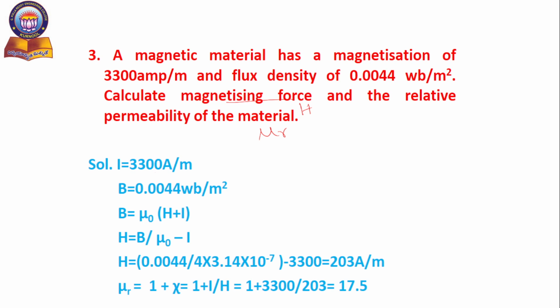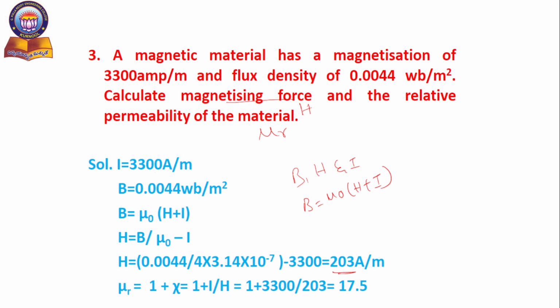square. We have this relation among three magnetic parameters B, H and I. B is equal to mu naught into H plus I. Then we want to calculate H here. We have to rewrite this formula for H. Taking mu naught to the left hand side, H is equal to B by mu naught minus I. B and mu naught values we know, minus I is 3300. Then H is equal to 203 ampere per meter.